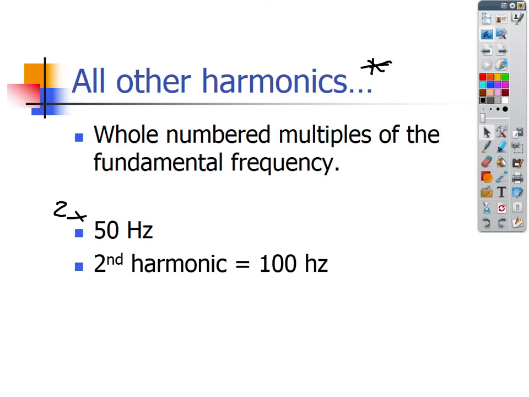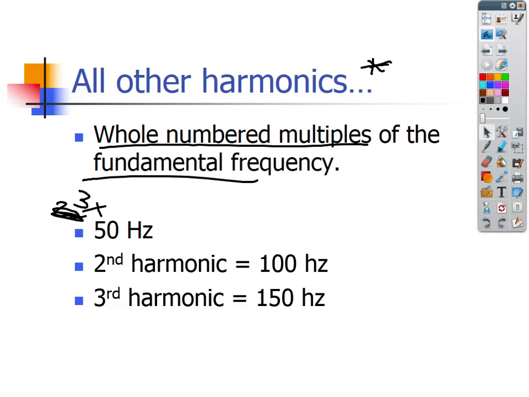The third harmonic would be, and this is where people make a mistake, it's not that I double the next number. Everything is a whole number multiple of the fundamental. So the second harmonic is 2 times the fundamental. The third harmonic would be 3 times the fundamental. So the third harmonic, in this particular situation, would be 150. The fourth harmonic, 200. The fifth harmonic, 250.